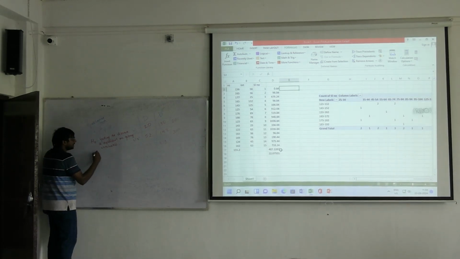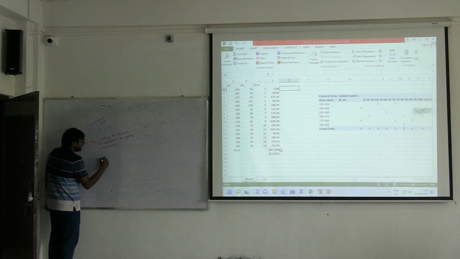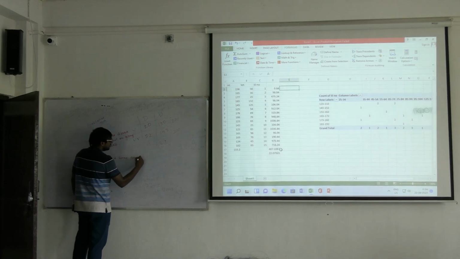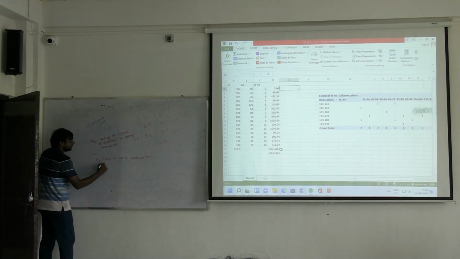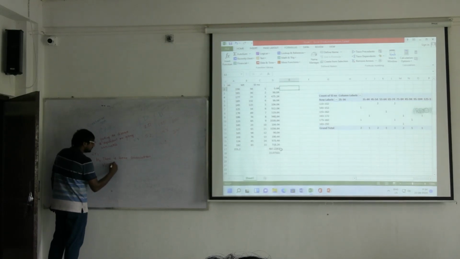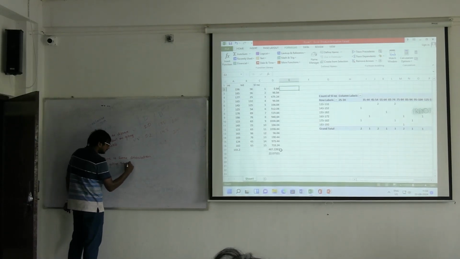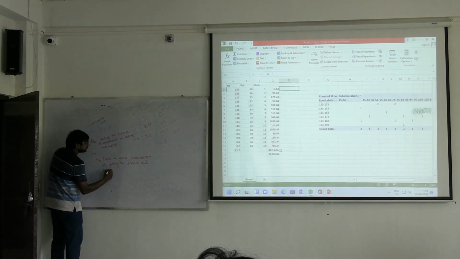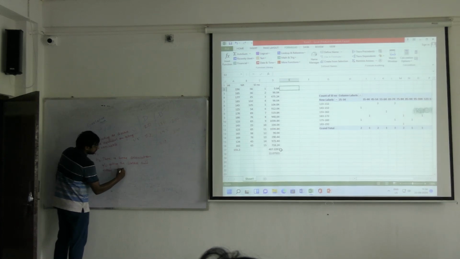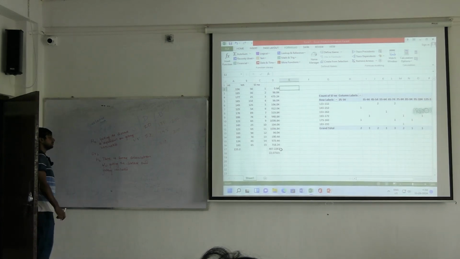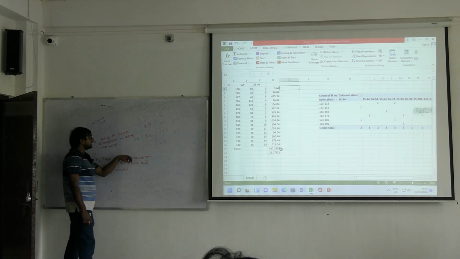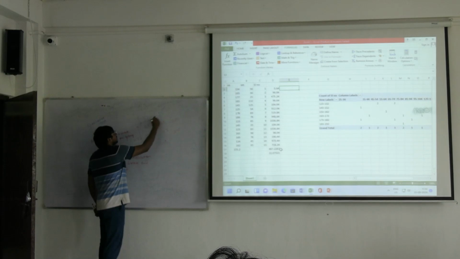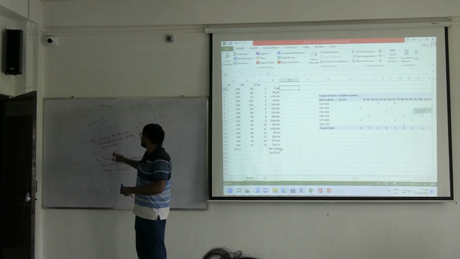Or I can frame the null hypothesis like this. There is some association between getting the disease and getting vaccinated. Whatever be the case, it's the same thing. We are just telling that whether getting the vaccine or not affects getting the disease or not. Understood? So this is a null hypothesis.